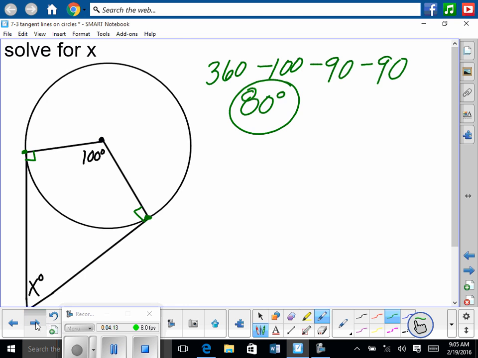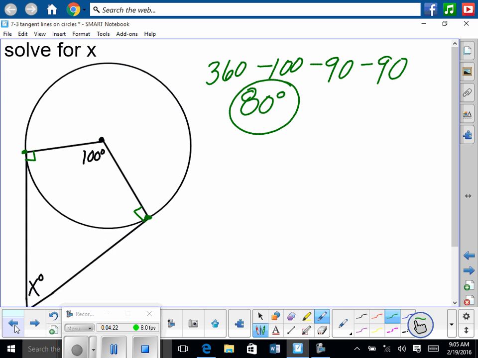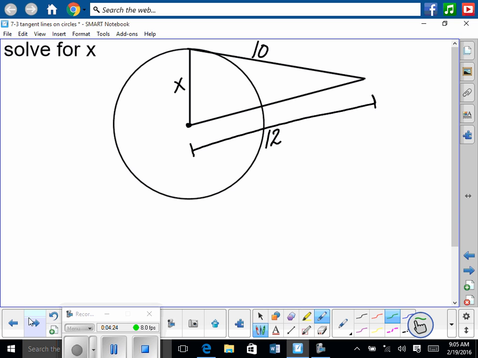Questions? Okay, so solve for x. So with this one, we're solving for x. So we're going to set up a true statement, which is actually what we did in all these problems. We set up a true statement and solve for x.